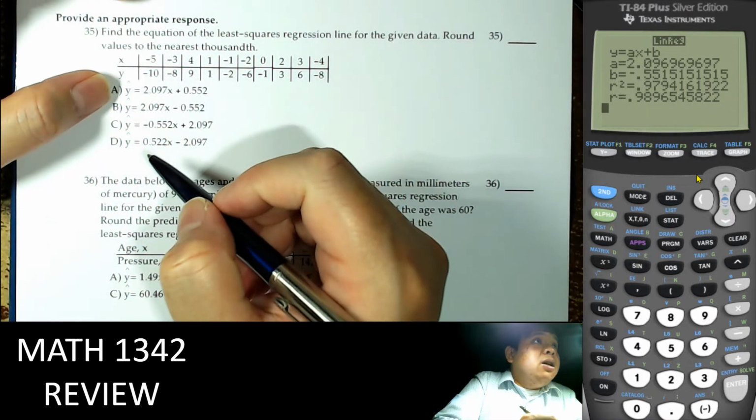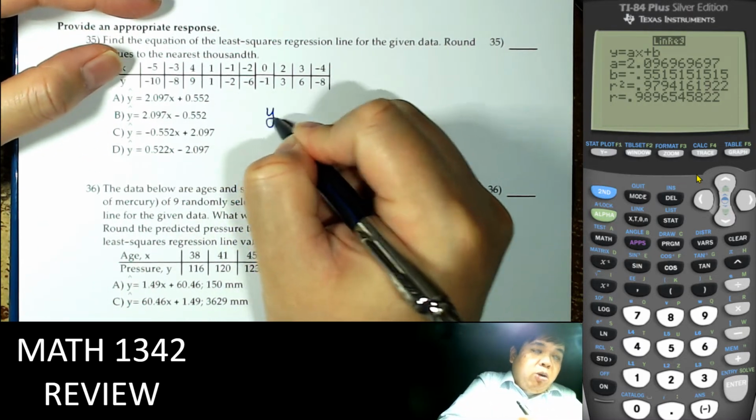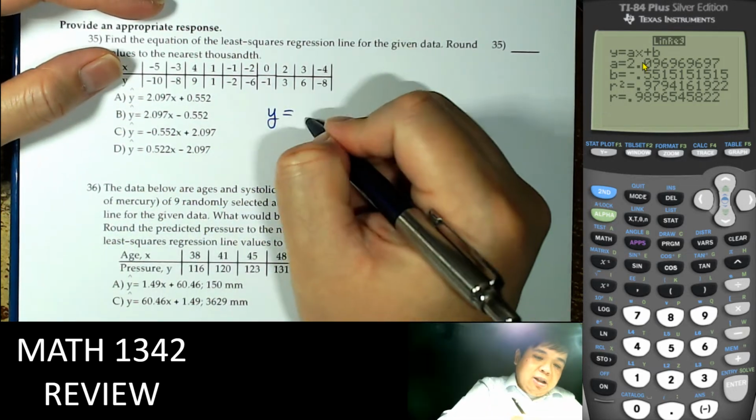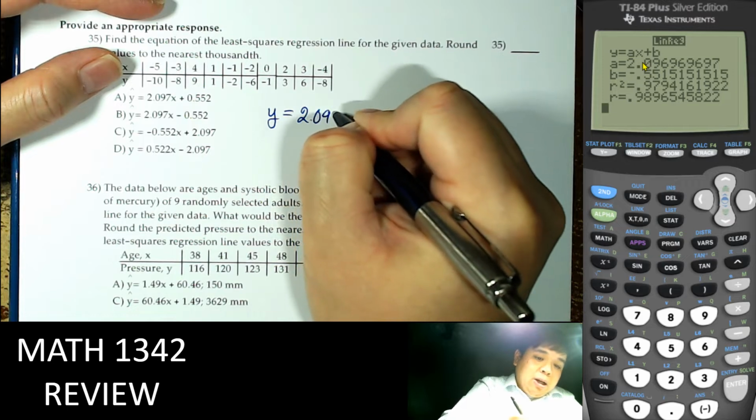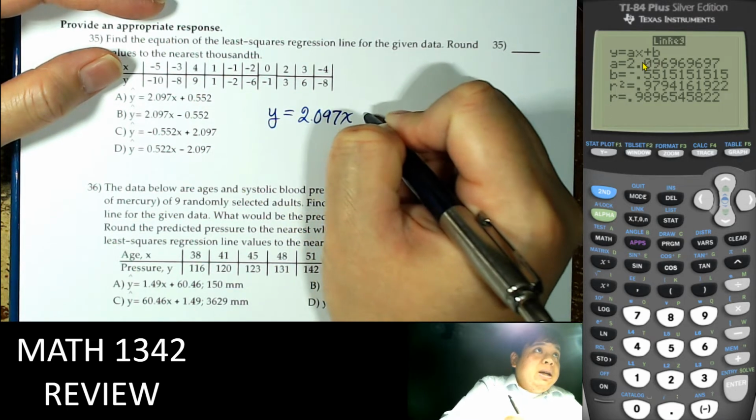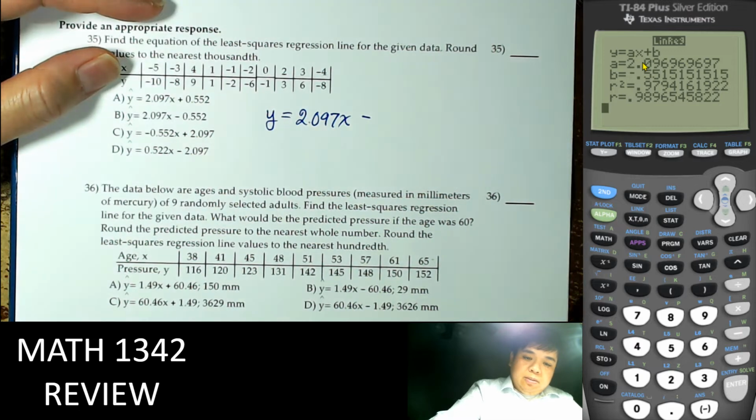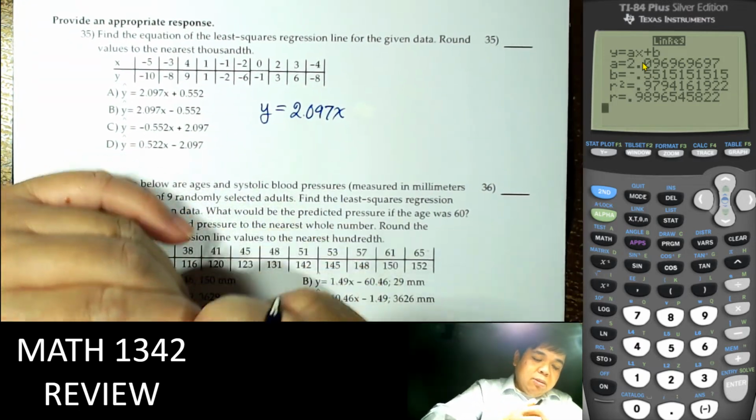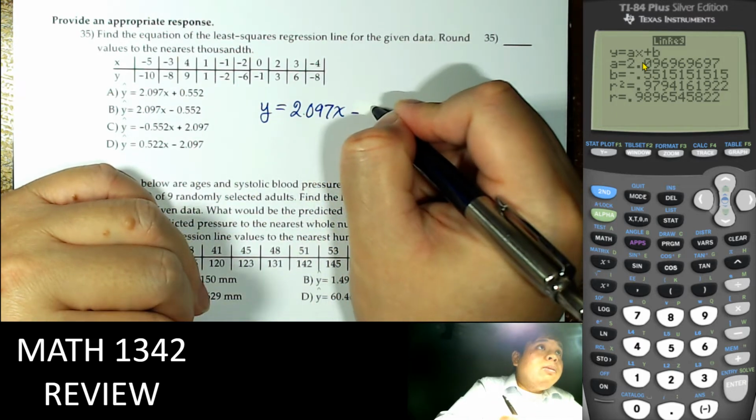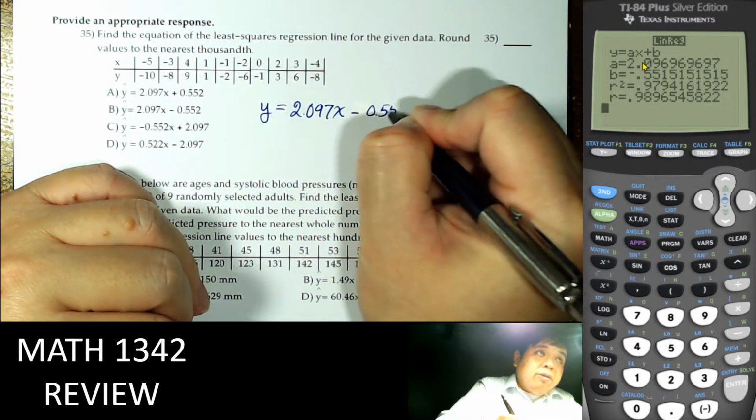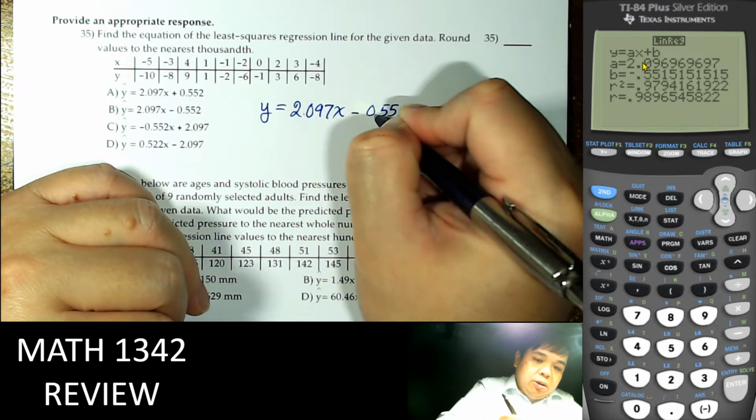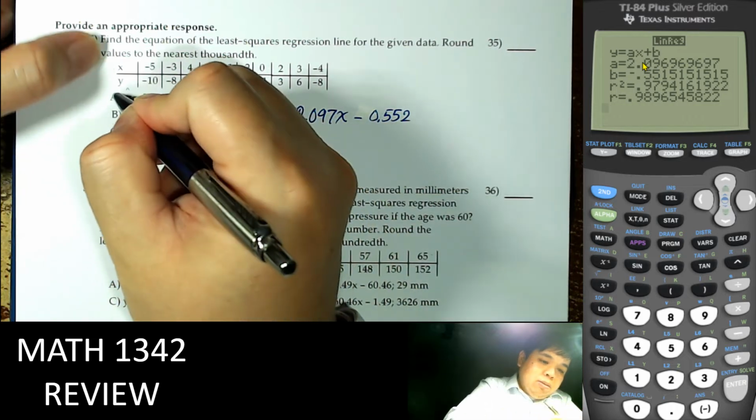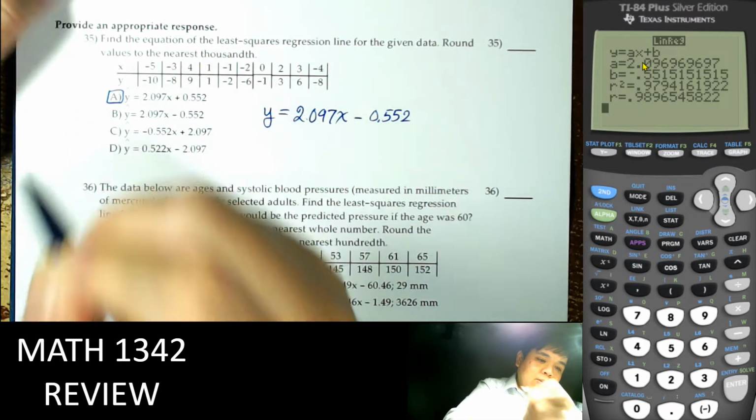So if I'm going to write ax plus b, where a is 2.0967 and b is minus 0.552. Right, so just that.